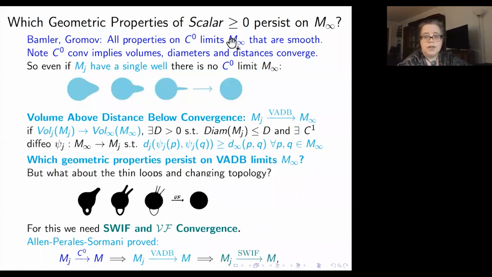If you assume M infinity is smooth and you have VADB convergence, do you get non-negative scalar? This is open. The same thing is open for SWIFT. But SWIFT convergence is a much more difficult notion, and so it's nice to have this in-between one. Note also that Allen and Perales have applied this notion of VADB convergence to solve some problems involving sequences of manifolds with non-negative scalar curvature, where there was no assumption of VADB convergence, but questions that arose from general relativity, they were able to show implied VADB convergence and then implied SWIFT. So it has already been applied in that sense.